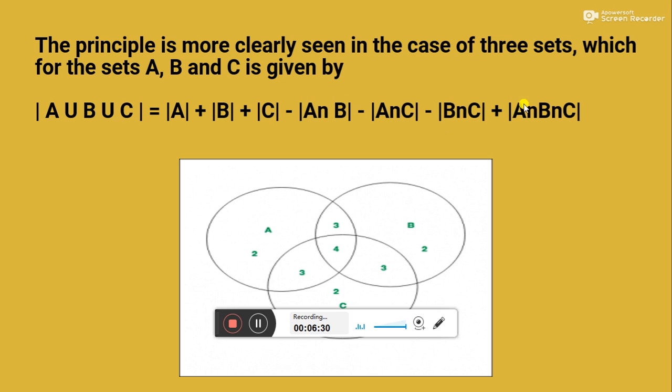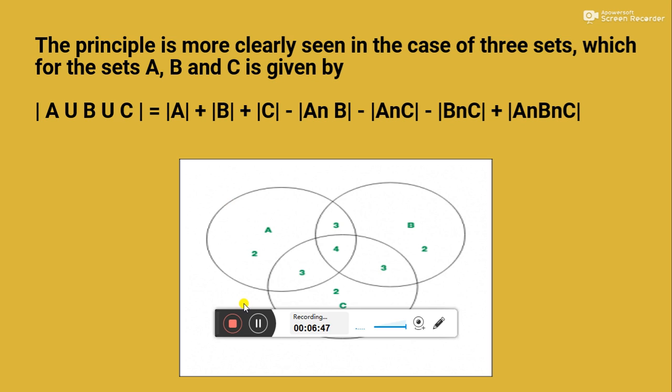Then we need to add the cardinality of the intersection of three sets, that is the set A intersection B intersection C. So this is how we can calculate the cardinality of the union of three sets.